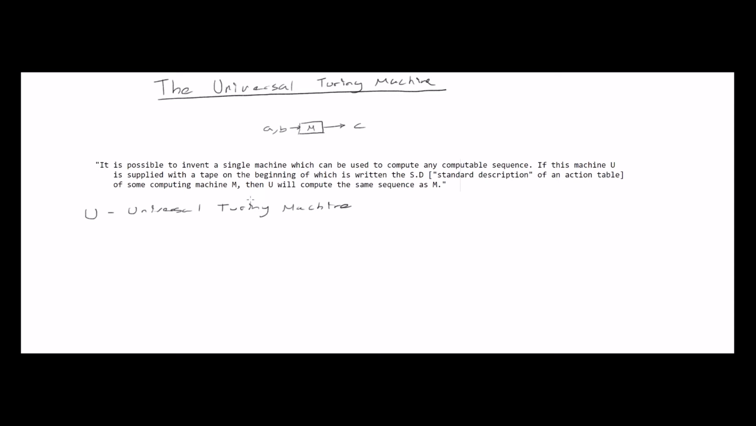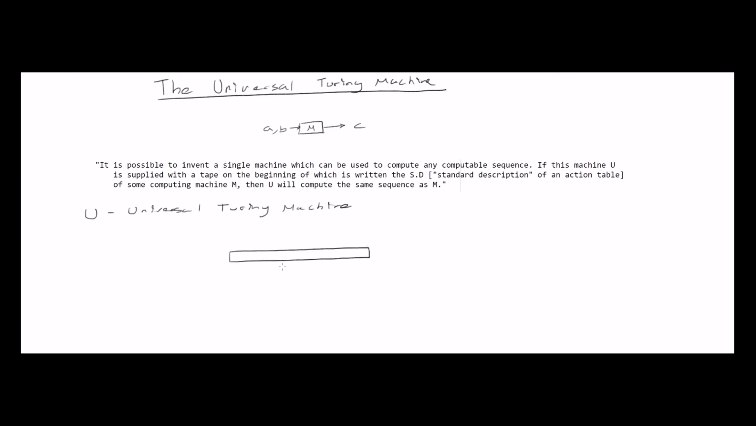What Turing's saying is that the universal Turing machine interprets the standard description of M, which is our non-universal Turing machine. It's just our normal Turing machine. So the description of M is written at the beginning of the tape that is fed into U, and it's followed by some data.